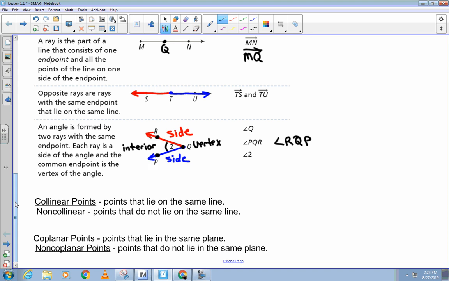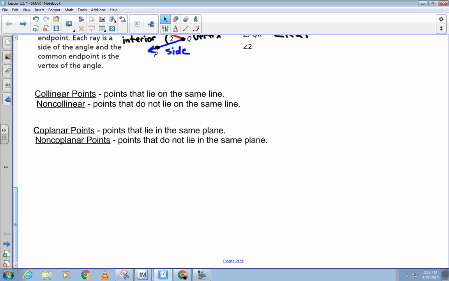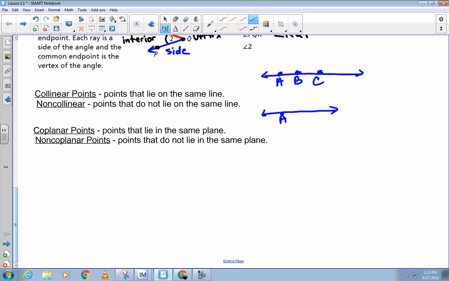Alright, I got 2 more definitions. One of them we kind of already talked about. We have collinear points and non-collinear points. And they're exactly how they sound. Collinear points are points that lie on the same line. So, if I have a line, any points that lie on that line are called collinear. A, B, and C are collinear. Then you have non-collinear. That means they're not on the same line. So you could have 2 points on the line, and then another point that's off the line. Or you just have 3 random points and you cannot connect them with a line. That's non-collinear.